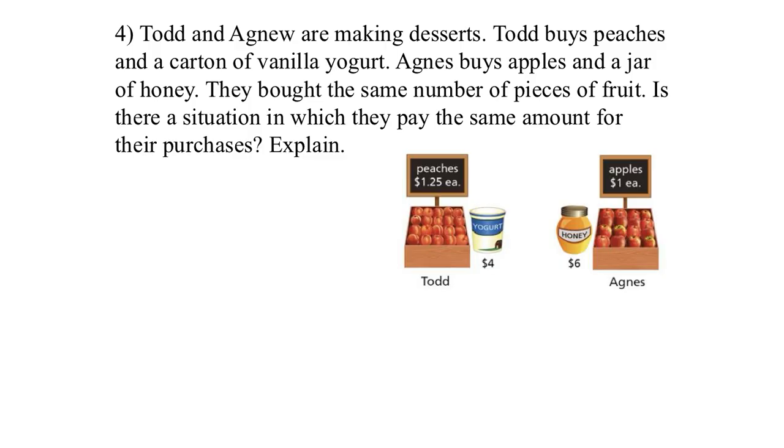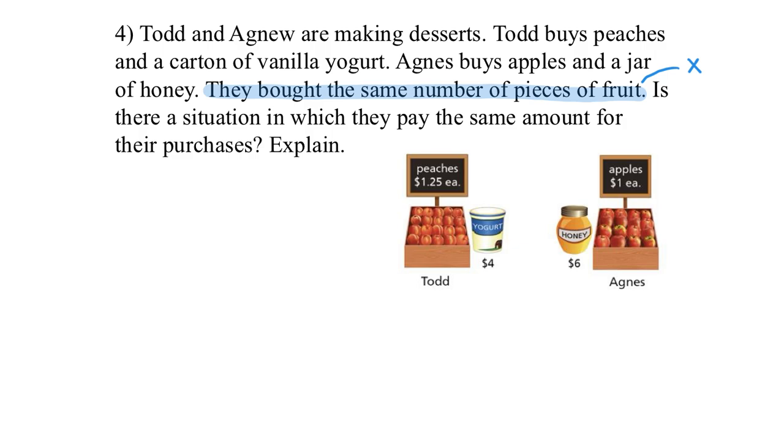Okay, so if they bought the same number of pieces of fruit, do we know how much fruit they bought? No, but they are both going to get the same what? Variable, because we don't know. Which variable do we want to use? X. All right, so the same number of pieces of fruit, you guys chose to use X.